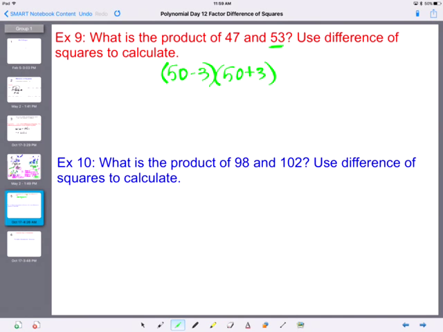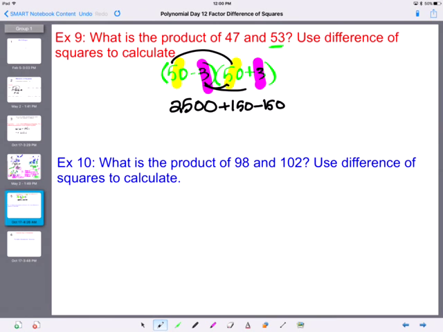Oh, beautiful. So, you notice your first two terms in your parentheses are the same. Your last two terms are also the same, and your signs are opposite. So when you distribute this out, 50 times 50 is 2,500. 50 times 3 is positive 150. 50 times negative 3 is negative 150.